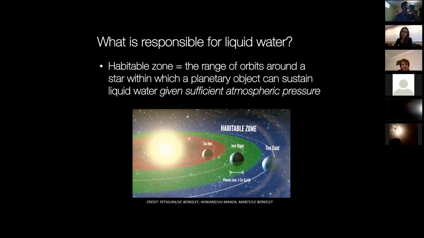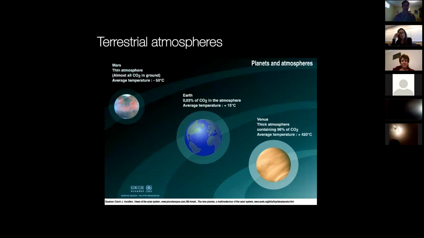It's still in the habitable zone, but it's pushing the outer limits a little. The thing to note here is that you have to have sufficient atmospheric pressure in order for liquid water to exist. So if we talk about the terrestrial atmospheres of these 3 planets, we're going from cold to hot.